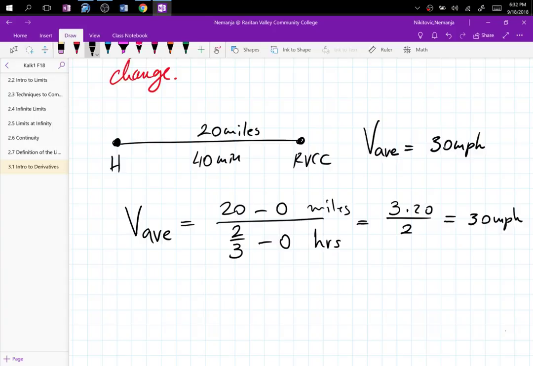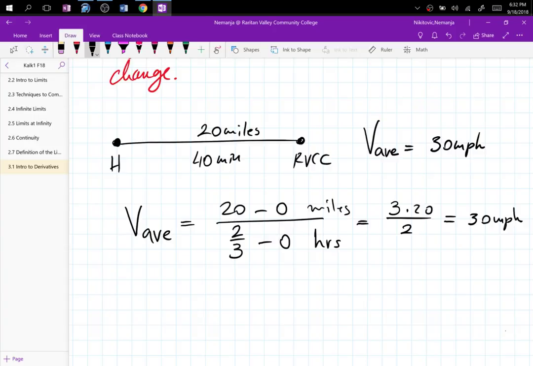Every stop sign, every red light, every traffic, you were just plowing through at 30 miles per hour. And then getting here on campus, tuck and roll, right? Because you are not going too slow. It's 30 miles per hour at all times. That's what average means, all right?